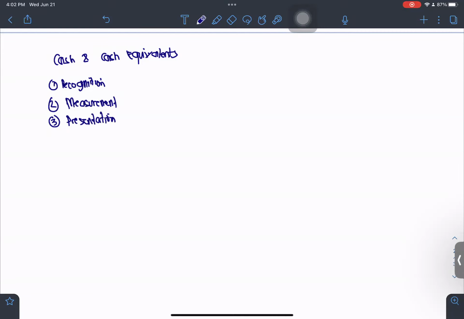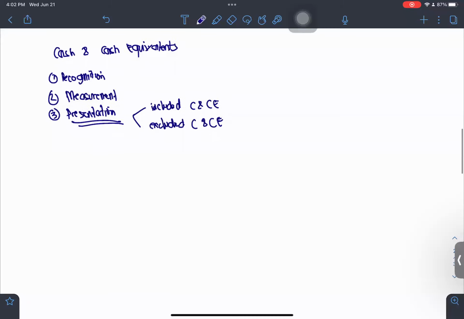Our main issue normally for cash and cash equivalents is the presentation, whether they are included as part of cash and cash equivalents or they are excluded. So later on, as we go through our discussion, you will learn when we will include or exclude an item of cash and cash equivalents. So let's start now by defining what is cash.